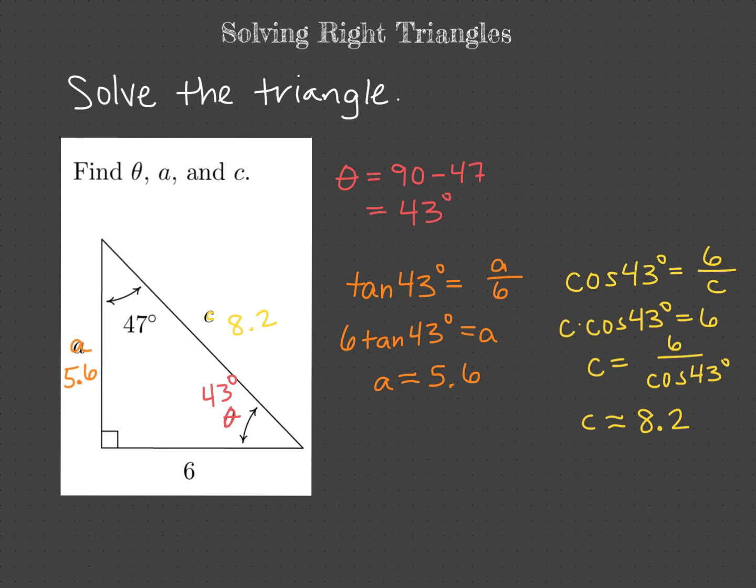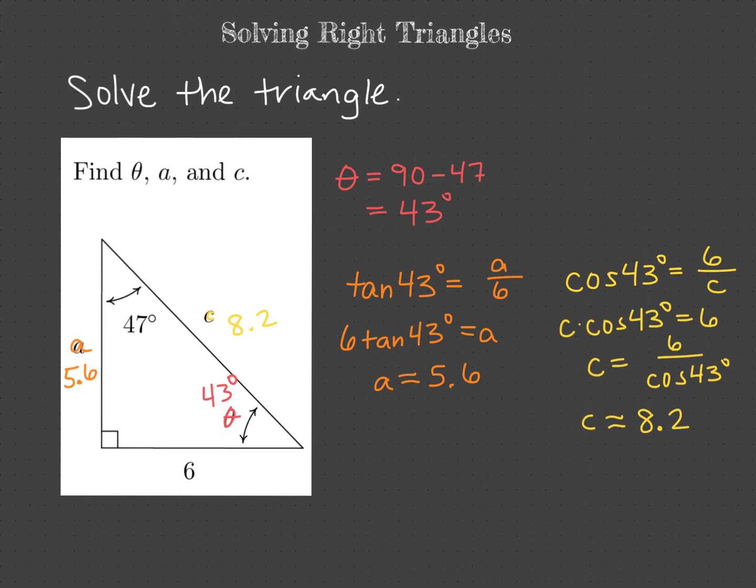And here are the solutions. In order to find theta, which is the first thing I usually do, realize 47 and theta have to add up to 90. So in order to find theta, we can just do 90 minus 47, and we'll get that that angle's 43. Of course, 90, 43, and 47 do sum to 180.